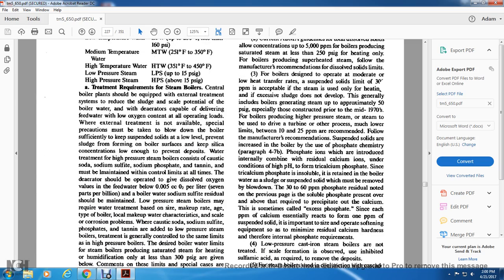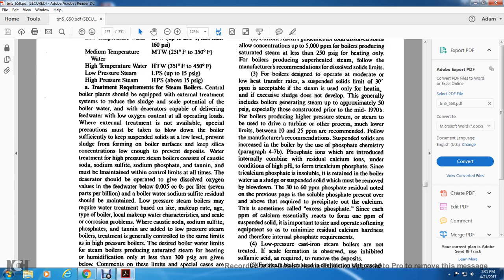3. For boilers designed to operate at a moderate to low heat transfer rate, suspended solid limits of 300 parts per million are acceptable for steam used for heating, and if excessive sludge does not develop, this generally includes boilers generating steam at approximately 50 psi, especially for construction proper of the mid-1970s.